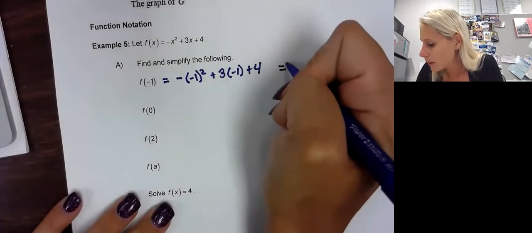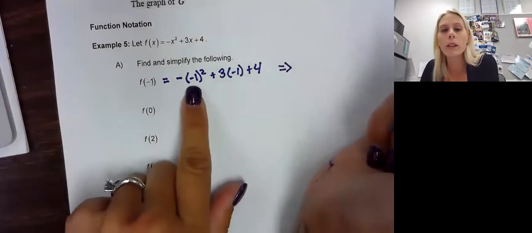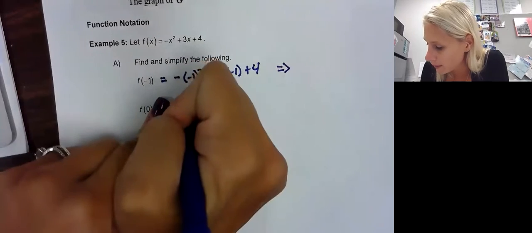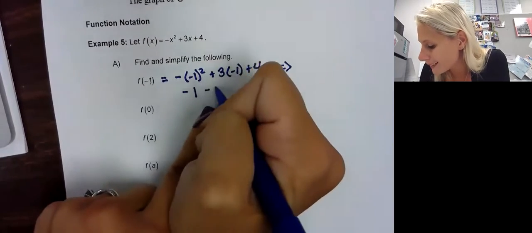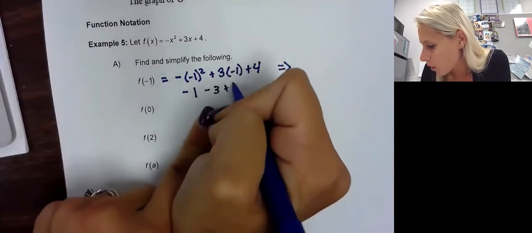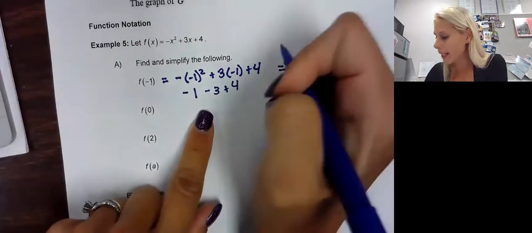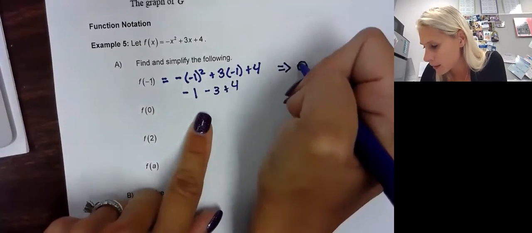Okay, so when we did that out, think of this. Negative 1 squared is 1, so we get negative 1 minus 3 plus 4. Oh, and what do you know? It cancels out, so the answer is 0.